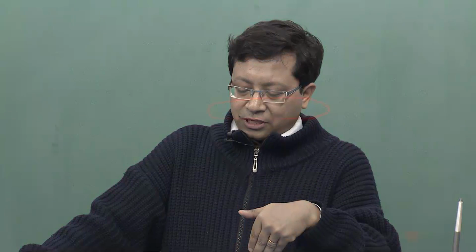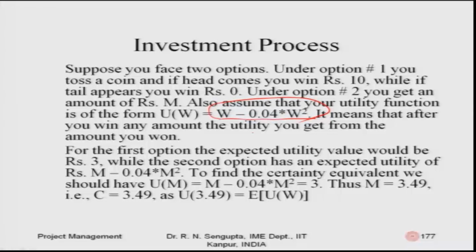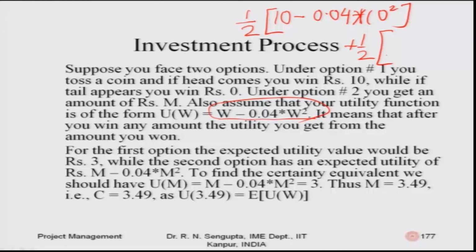For the first option, the expected utility would come out to be 3. If I want to find out the expected utility, it is based on how I find the utility. For the first one, the probability is half for the head. So W is 10: 10 minus 0.04 into 10 square. This is one arm, plus a tail comes. And what is the outcome? W is 0: 0 minus 0.04 into 0 square. So this value basically is 0.